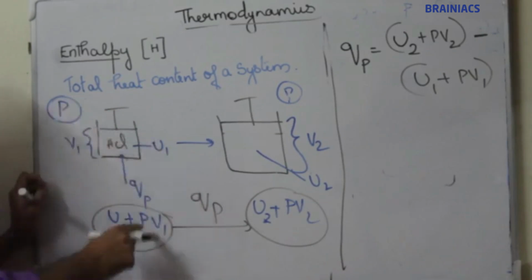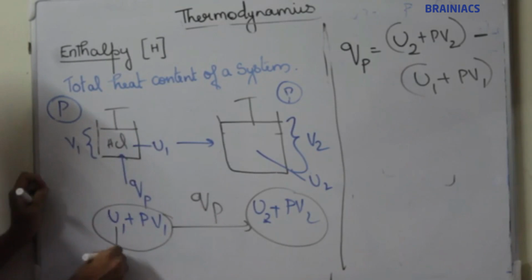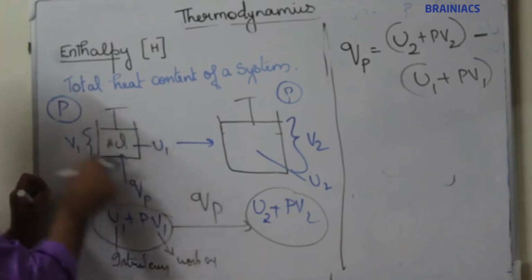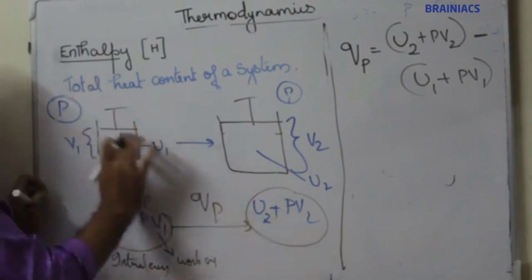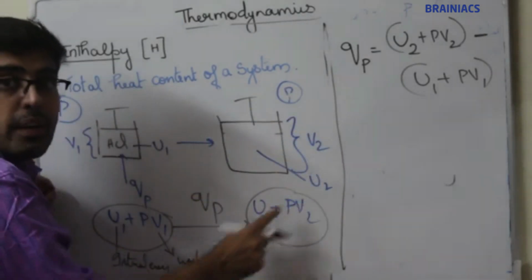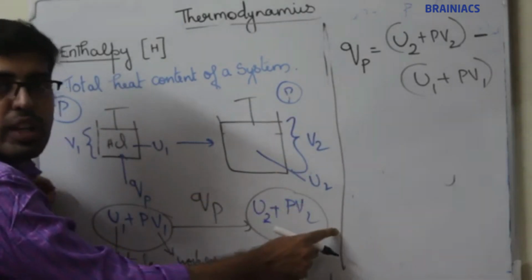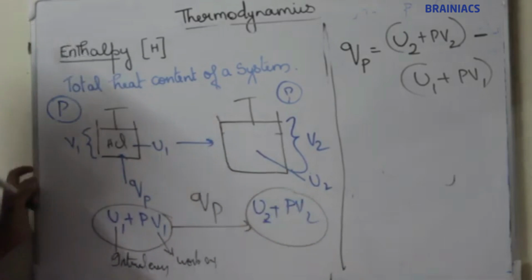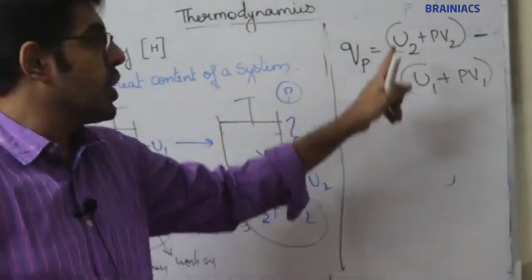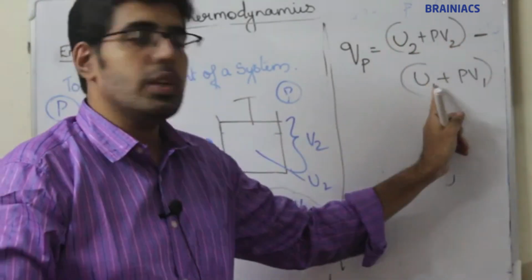Here the total energy is U1 plus PV1. U1 is the internal energy and PV1 is the work energy. So the sum of internal energy and work energy is U1 plus PV1 in this system. When we supply heat energy, internal energy changes to U2 and volume changes to V2. So the internal energy plus pressure volume work energy is U2 plus PV2. So we can write QP, the heat supply, is equal to U2 plus PV2 minus U1 plus PV1.